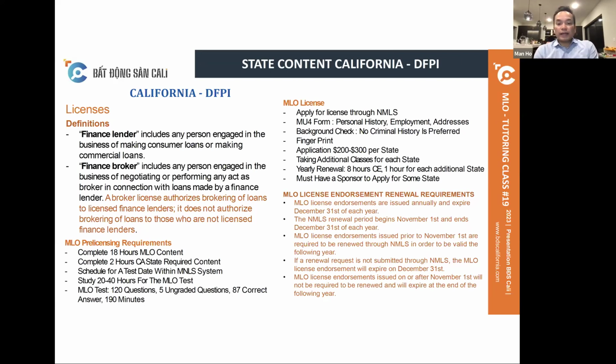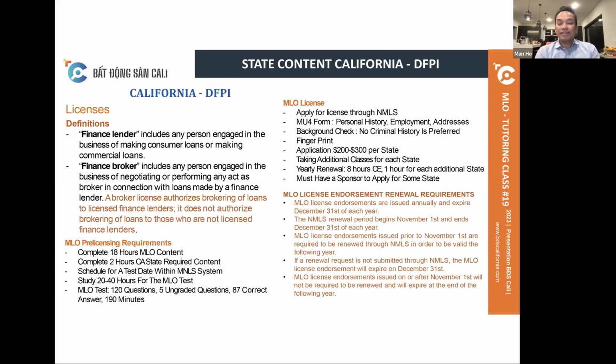And the application is expensive per state. It can cost you about $200 to $300 per state. So if you want to work in 10 states, you spend literally $2,000 up to $3,000 for the applications for each state, right? Plus taking additional classes for each state as well.